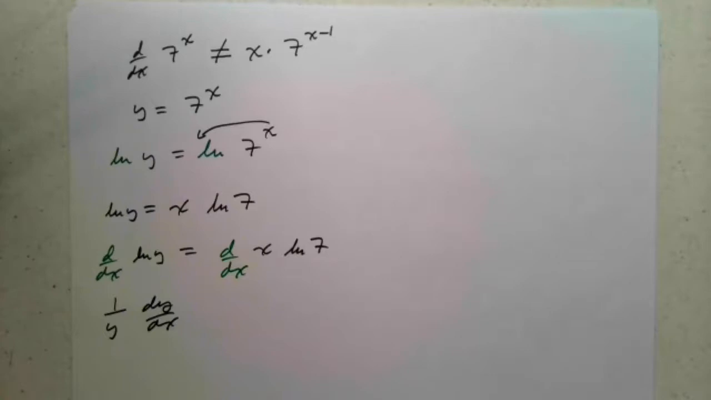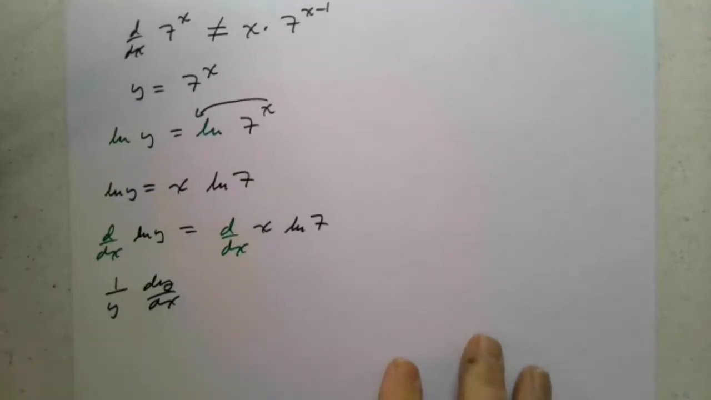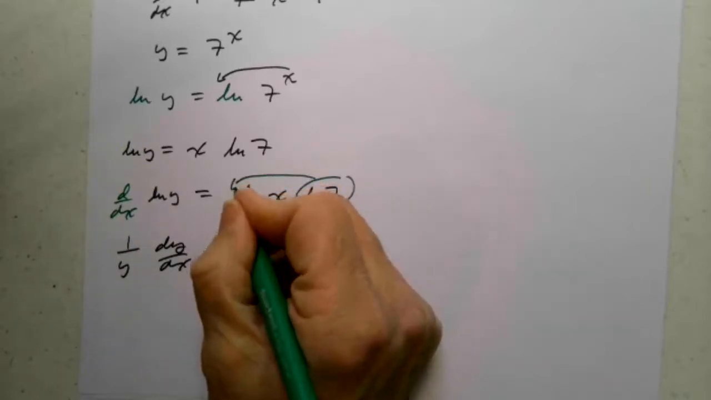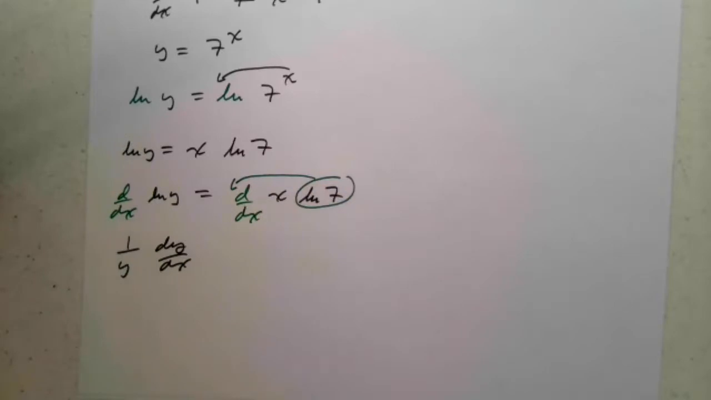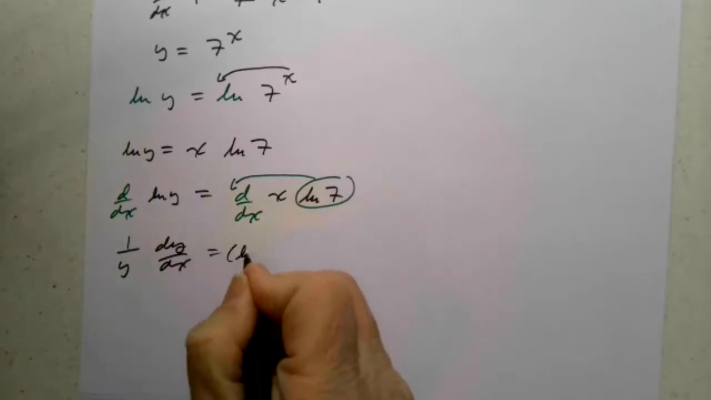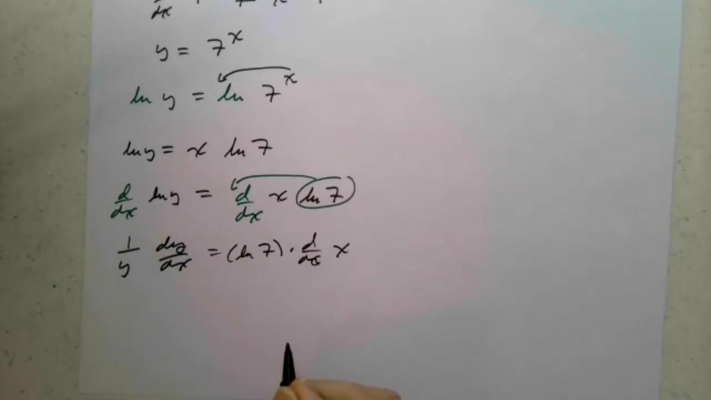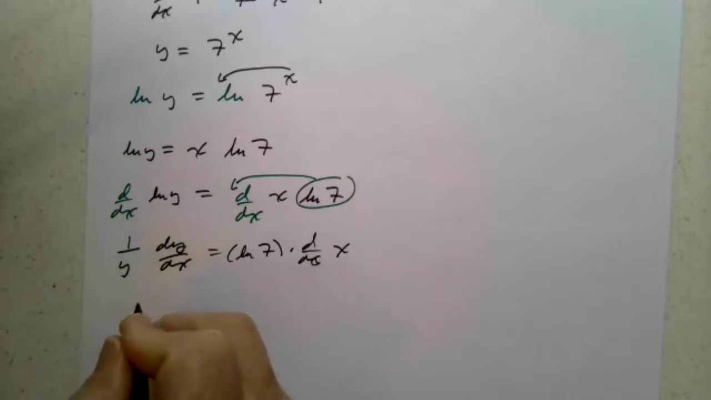Now, what do we do on the right side? Now, I just need you to recognize that the natural log of 7 is a constant. It's a number that happens to be natural log 7, about 1.946. So we're going to pull that out in front of the derivative operator. So it's going to be natural log of 7 as a constant times the derivative with respect to x of x, which of course is just 1. The slope of x is 1, so it's 1 over y dy dx equals natural log 7 times 1.